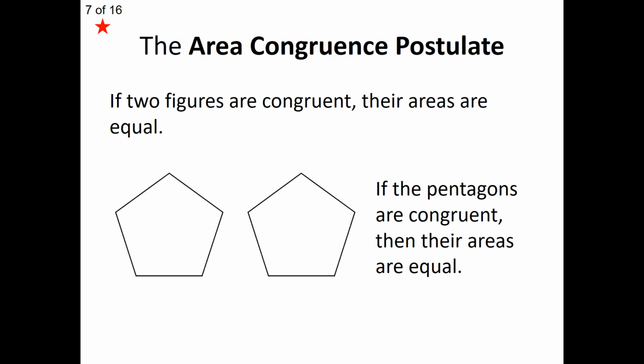Now let's take a look at the area congruence postulate. This is also one that's pretty obvious. That if two figures are congruent, then their areas are equal. So here's a quick example. If we're given two pentagons that are congruent, then their areas will be equal.